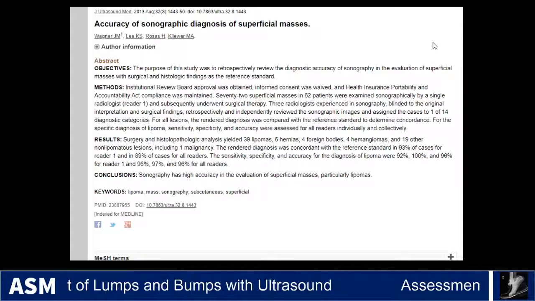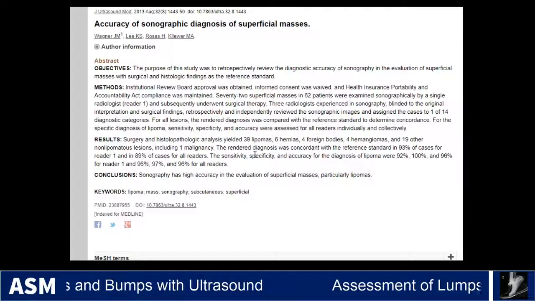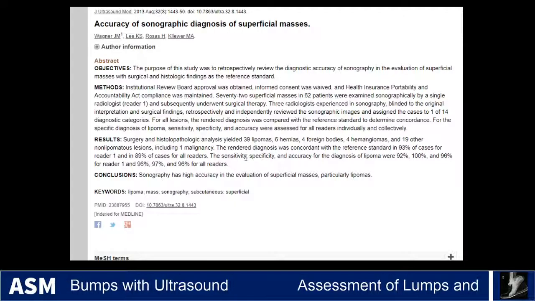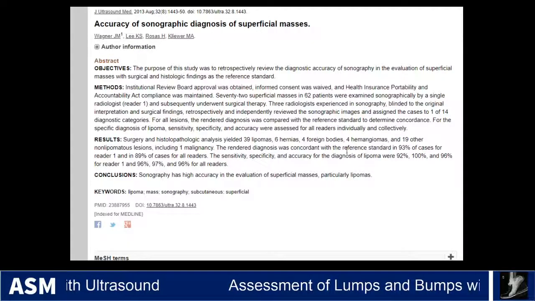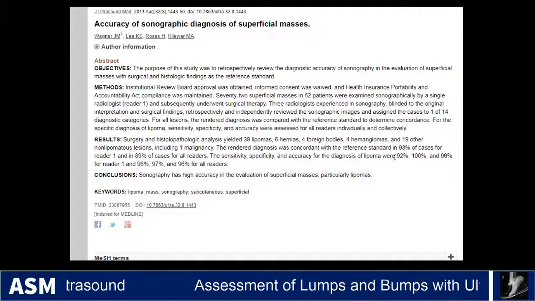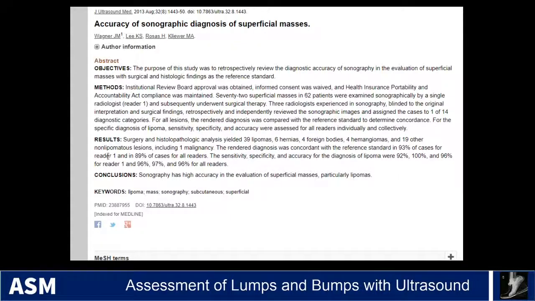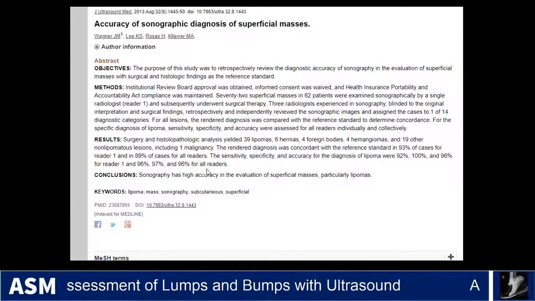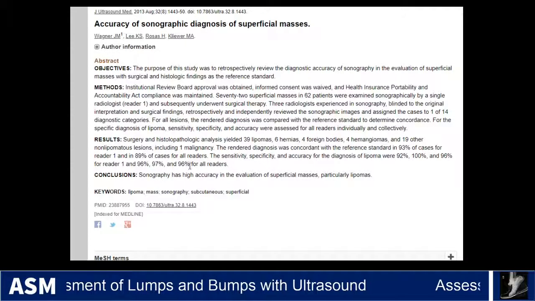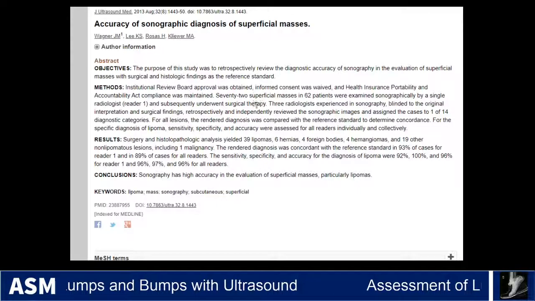When you look at the diagnostic performance for making an accurate diagnosis of lipoma with ultrasound, you see the sensitivity, specificity, and accuracy reported, and you can see much higher than what we saw from the radiology article here. And there were multiple readers here as well. A little bit of a difference here, and these again being superficial soft tissue masses.